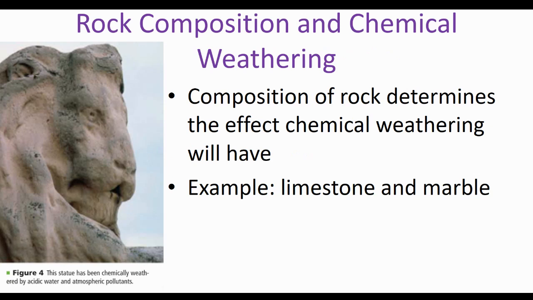Rock composition is going to be really important when it comes to chemical weathering because it determines the effect that chemical weathering will have. Example that I have is limestone and marble. They are made of a mineral called calcite, which can decompose completely in acidic water.